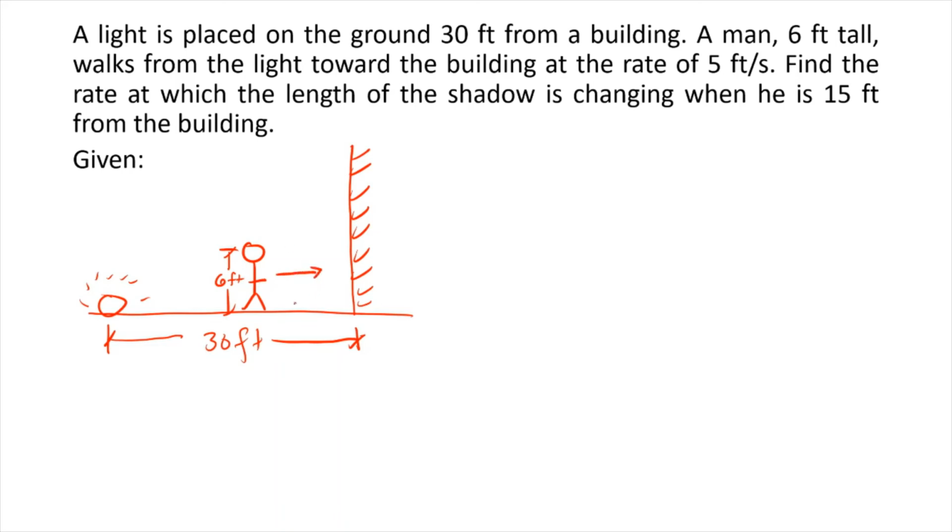Okay, so as he is walking away from the light toward the building, his distance from the light is changing over time. So let's call that x. Okay, and this is changing at the rate of 5 feet per second. So dx dt is 5 feet per second. The sign is positive because this will increase over time.